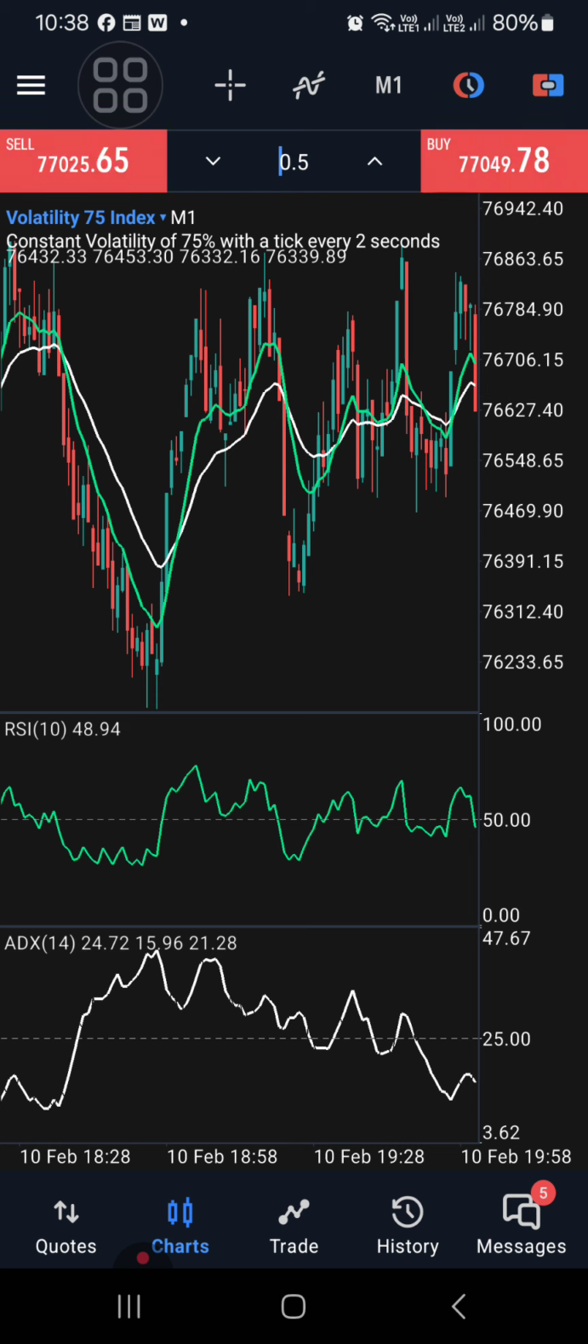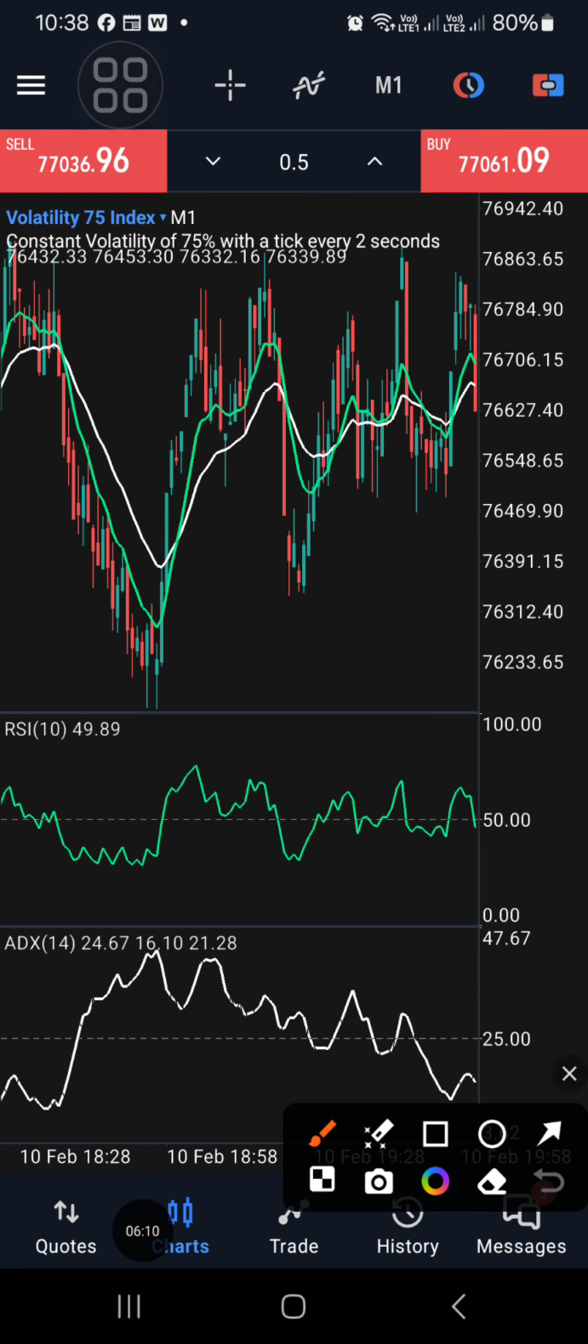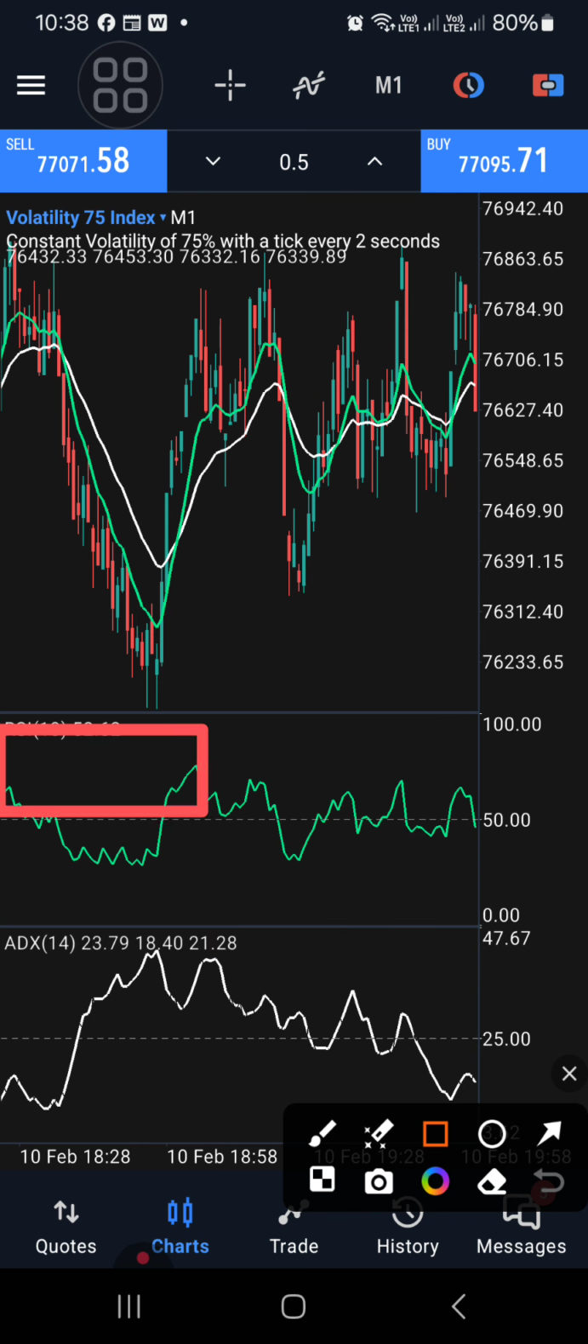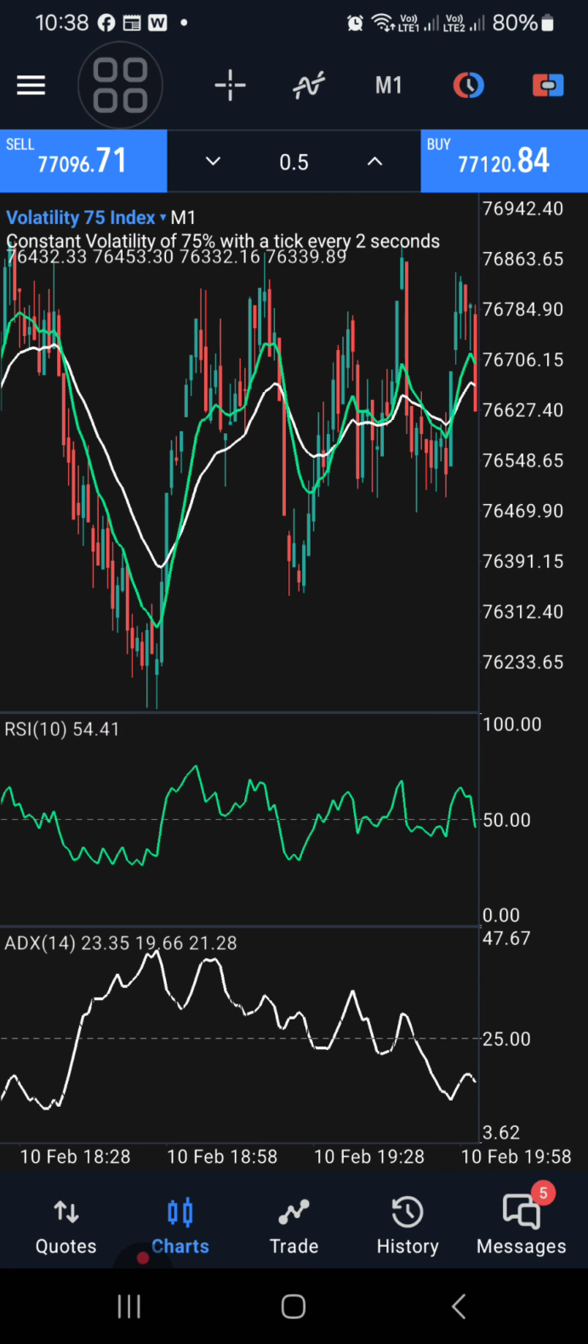If it's above level 50, we'll be buying. So when price is trading above level 50, we buy, and when it's below, we sell. So if it's below here, we'll be looking for selling opportunities. Then if it's above level 50 here like this, we'll be looking for buying opportunities. So basically, that's how this strategy works.